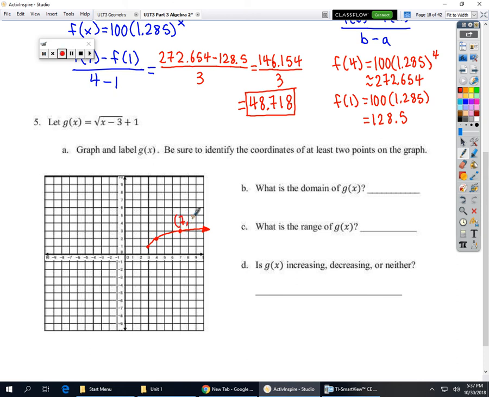So that's 7, 3. This one is 4, 2. This last one is 3, 1. Yeah, just label all of them. All right, we got to find the domain of g of x.